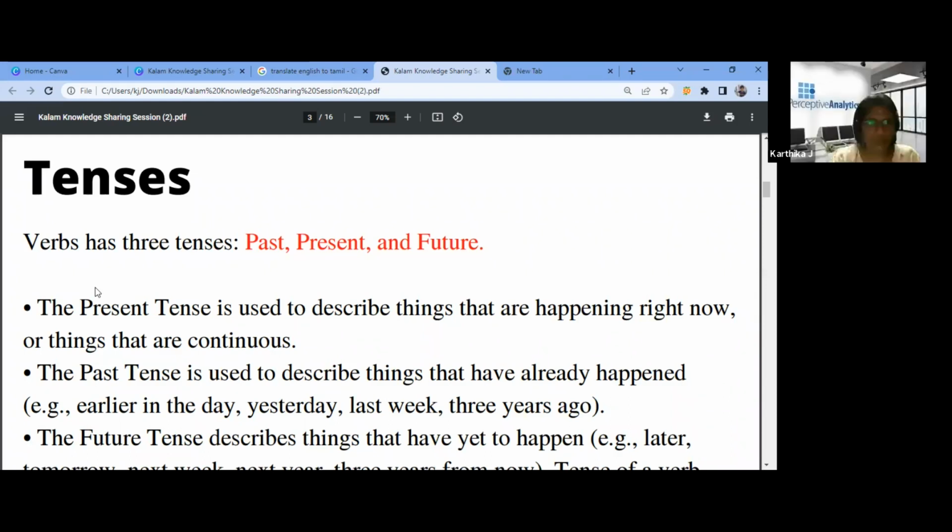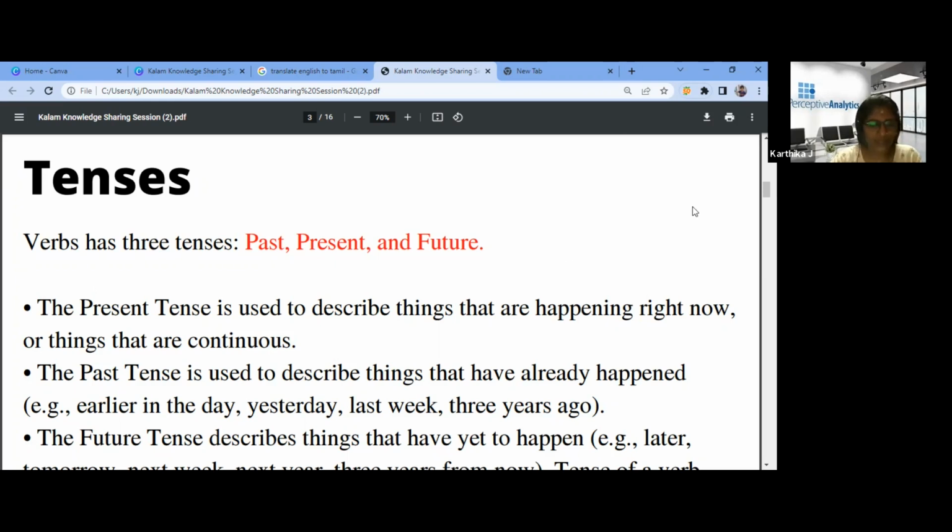So verbs have three tenses: past, present, and future tense. Like we can see one by one. Present tense is used to describe the things that are happening right now. So something called now. That is called a present tense.